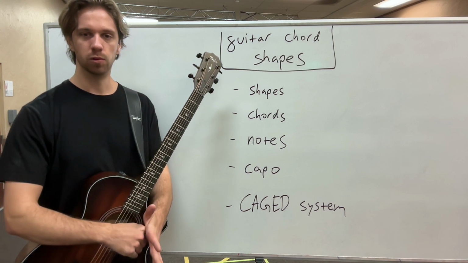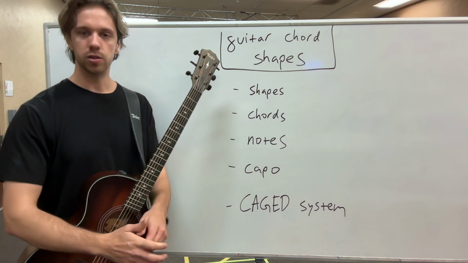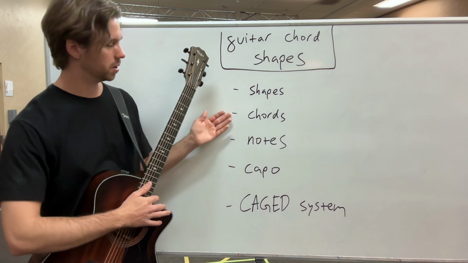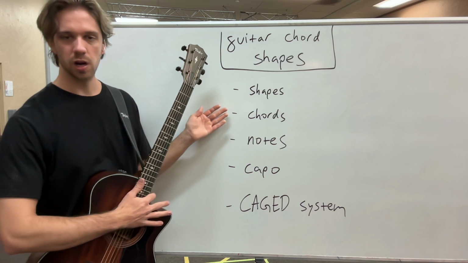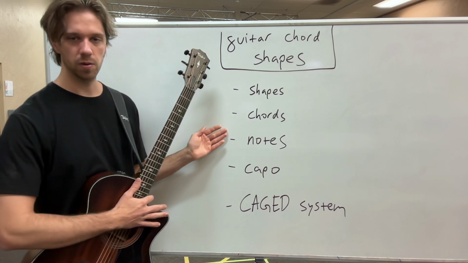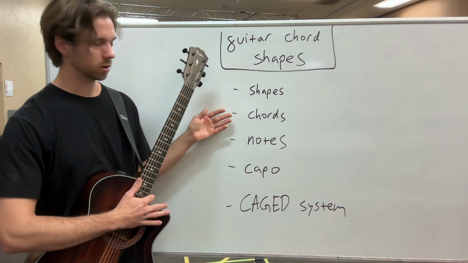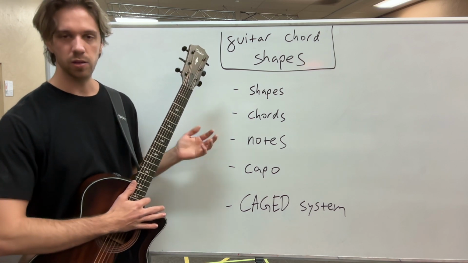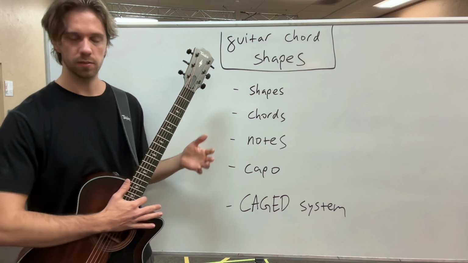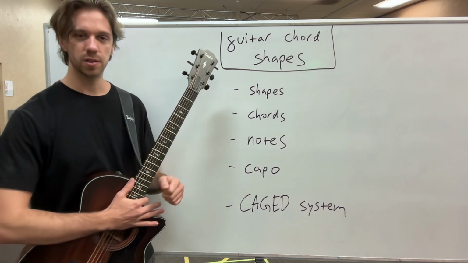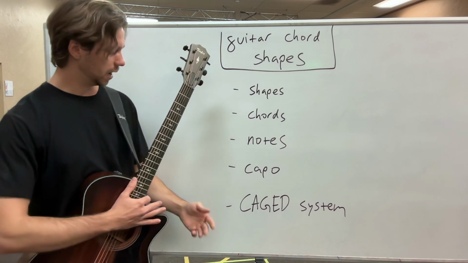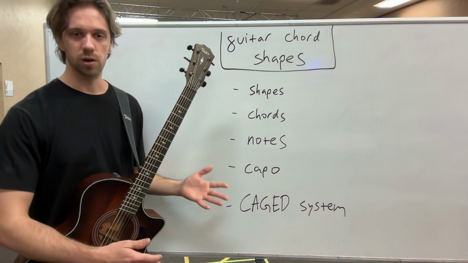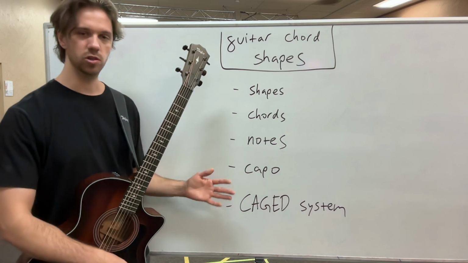In this lesson, we're going to learn about guitar chord shapes. We're going to talk about how shapes are different from chords, and we're going to talk about notes and how notes work within chords and shapes. We're also going to touch on the capo and using the capo to play shapes and chords and notes on the guitar neck. And lastly, this is the foundational concept of what we call the CAGED system.